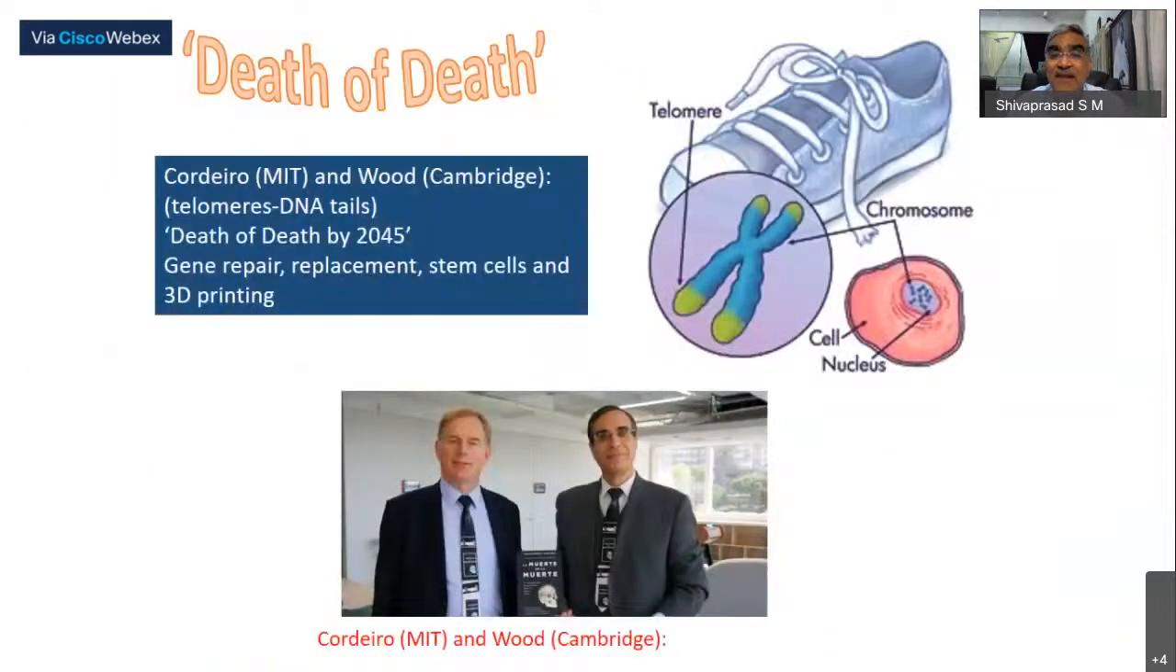Then let me tell you something very interesting that is happening in this world. Last year, in July 2018, there was a paper written by Cordeiro and Wood, the picture I show here. And the title of the paper says, The Death of Death by the year 2045. So they say that we can conquer death. After 2045, nobody will die a natural death. They are not talking about coronavirus, or somebody murdering or accidents, but natural death can be conquered. Because now we understand what aging and death are.